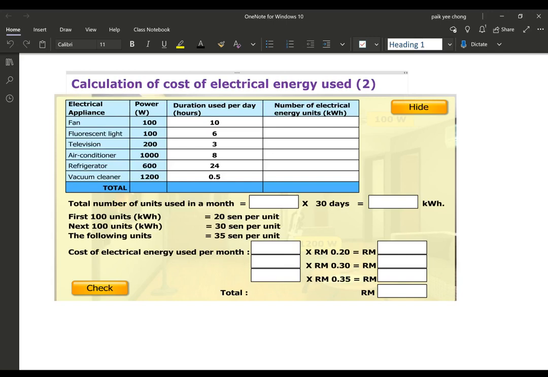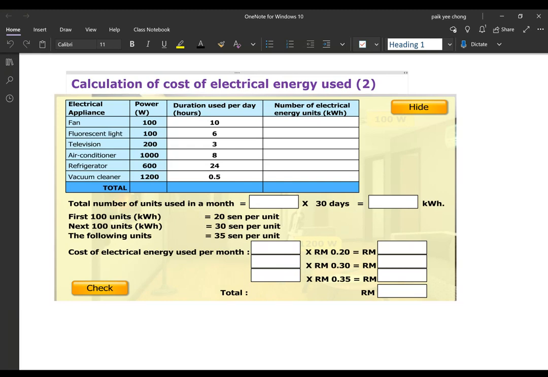This video is a continuation of the calculation of the cost of electrical energy use, so this is part 2. In the previous lesson you learned how to calculate the cost of electrical energy use for just one electrical appliance. Of course, in the house you have more than one electrical appliance. So how are we going to calculate the entire cost of electrical energy for all the appliances in your house?